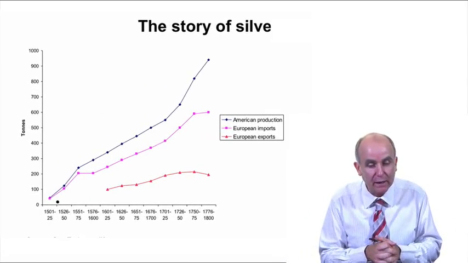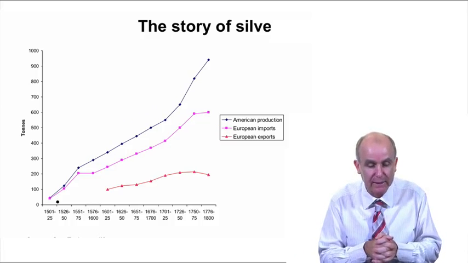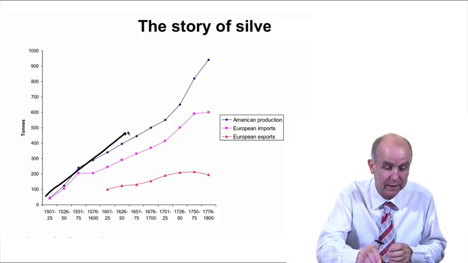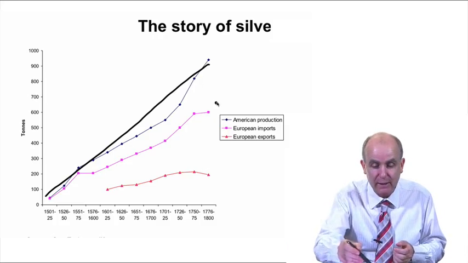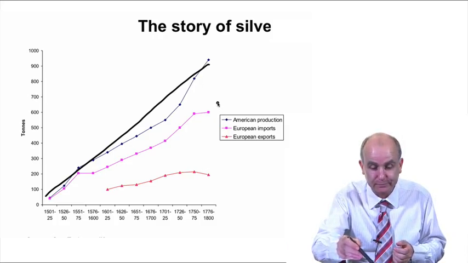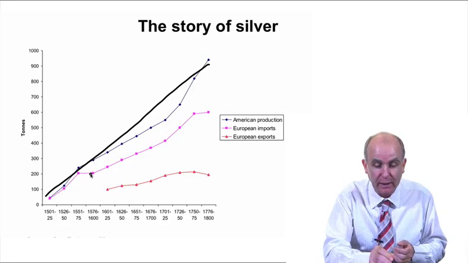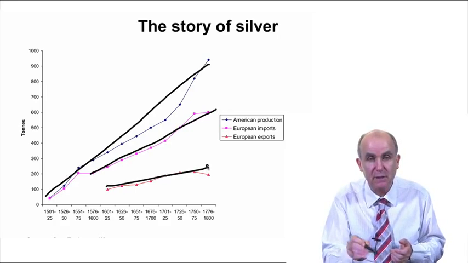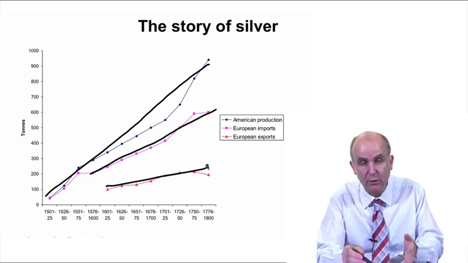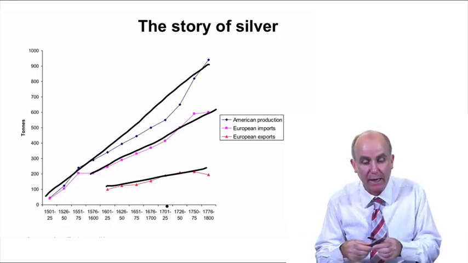This graph shows the amount of silver that was taken from the Americas, at different periods of time from the early 16th century through to the late 18th century. And you can see that basically the amount that was taken increases steadily across time. Now, that total amount is split into two parts, European imports and European exports. European imports is the amount of that silver that came to Europe. European exports is the amount of silver that Europe then used to pay for goods and services they were buying in their trade with other parts of the world.